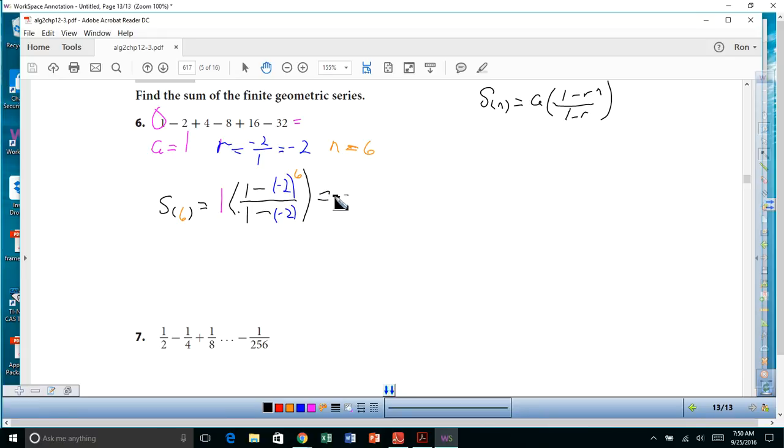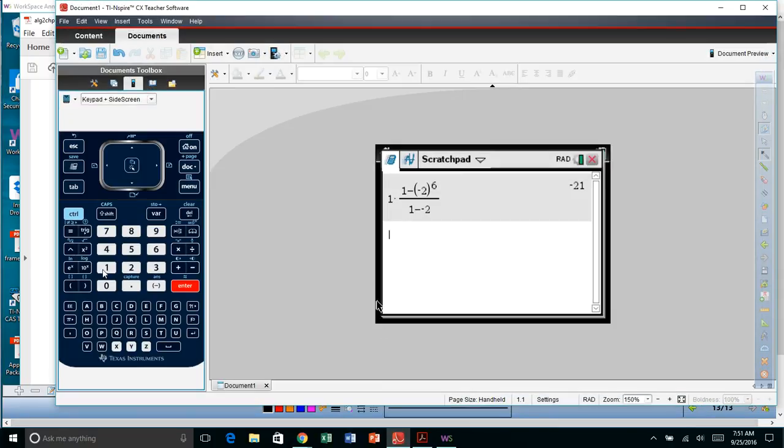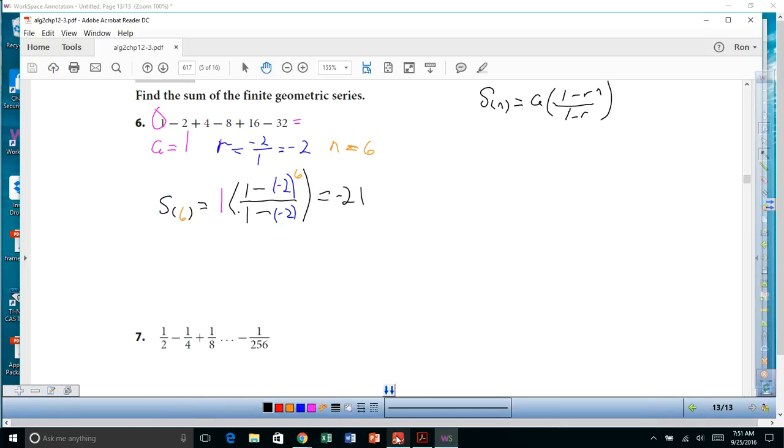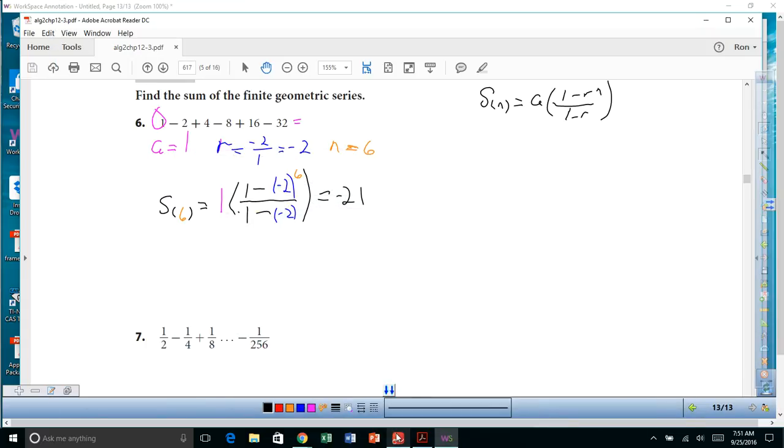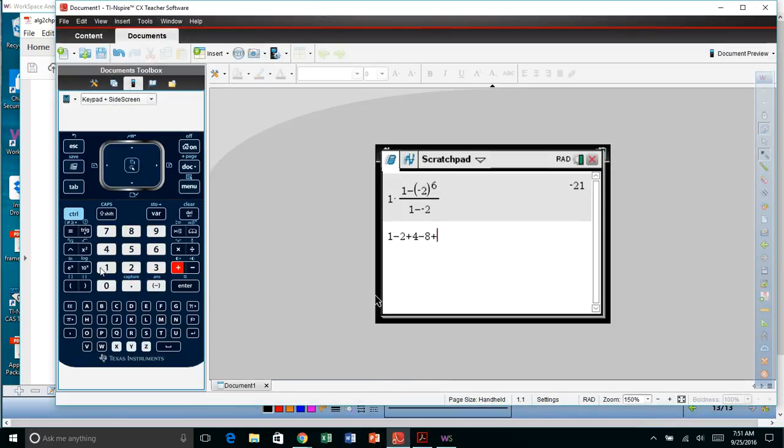So this equals -21. And let's check. Let's just check our series here. We had 1 minus 2, and then it was +4 minus 8, +16 minus 32, and we'll hit enter. -21. It works. It gives you the same thing, which is what you want.